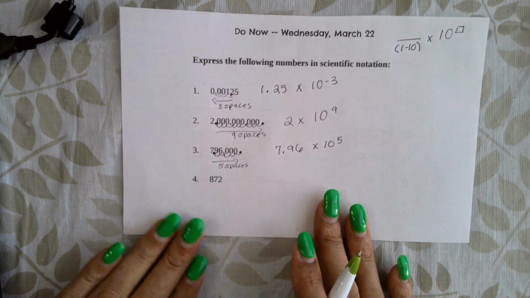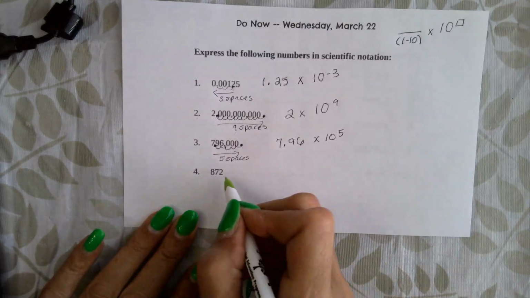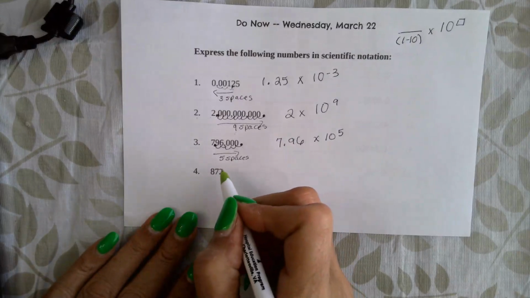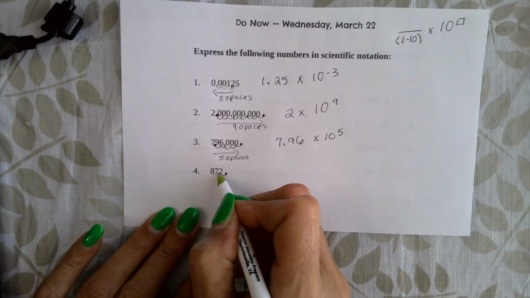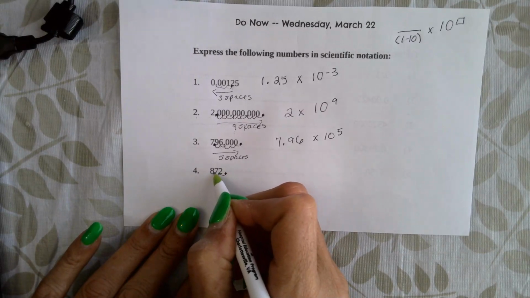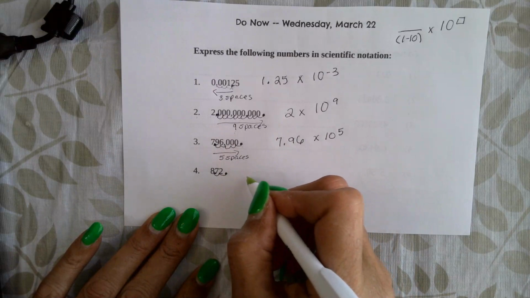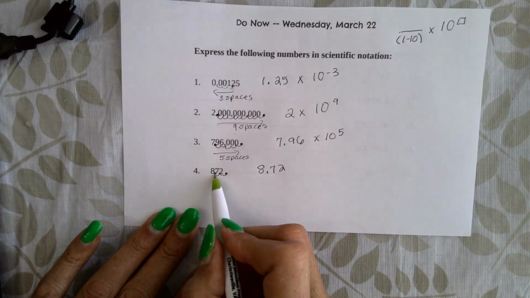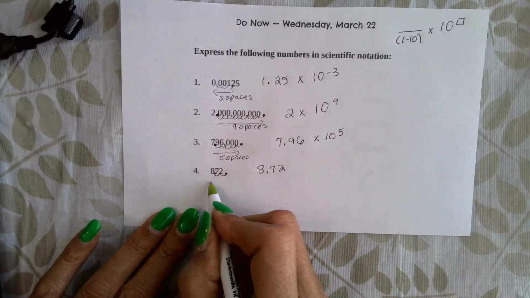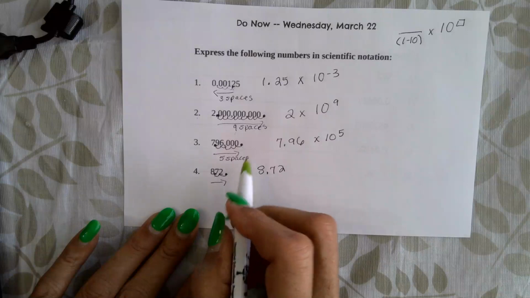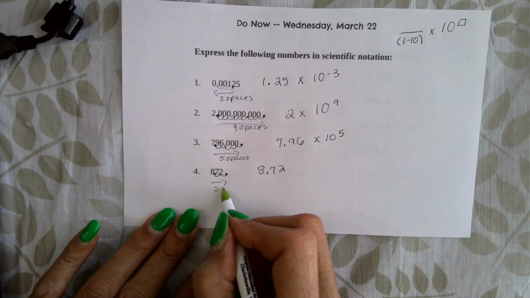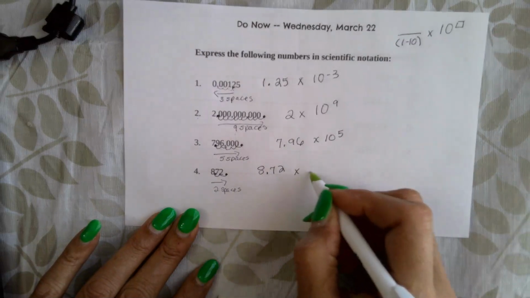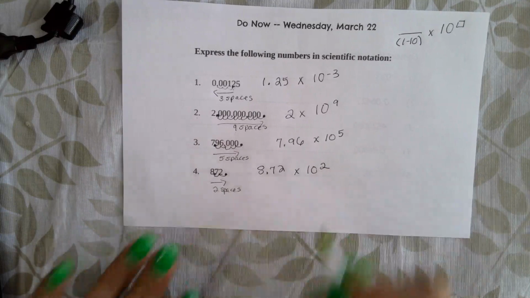All right, this last one, 872. No decimal point, so we're going to add the decimal point at the end of the number. Let's move it. Is this between 1 and 10? No. Is this between 1 and 10? Yes. So my leading number is going to be 8 and 72 hundredths. To get from here to here, I have to move it to the right. How many spaces? 1, 2. So it's going to be 8.72 times 10 to the second power.